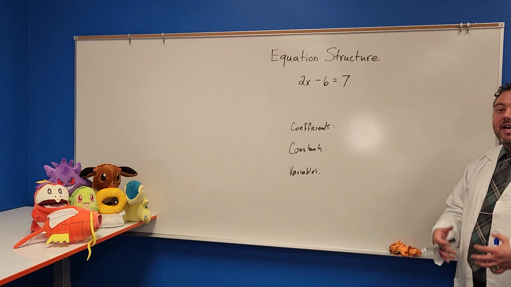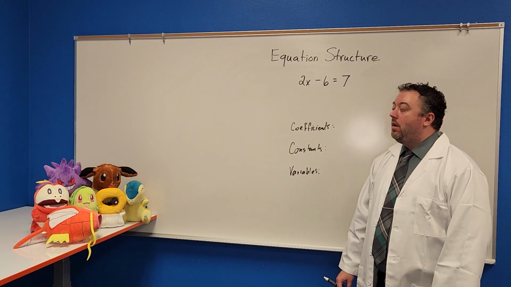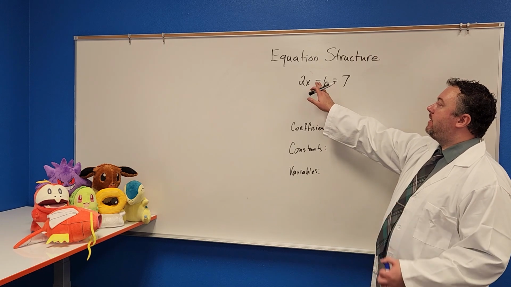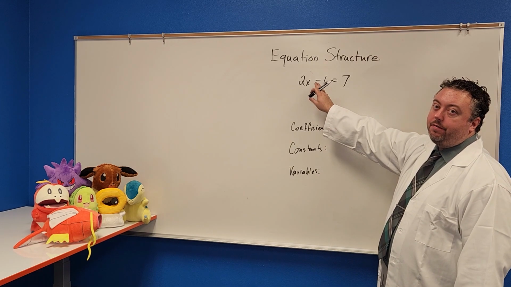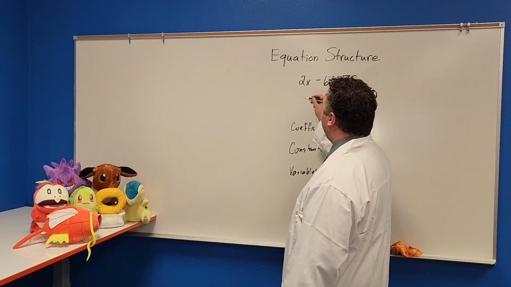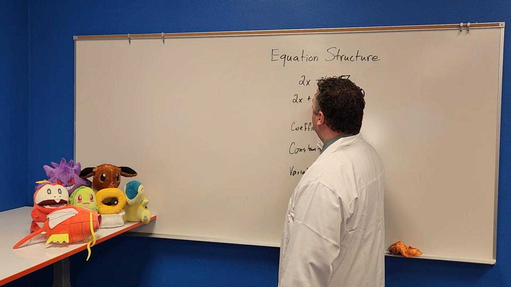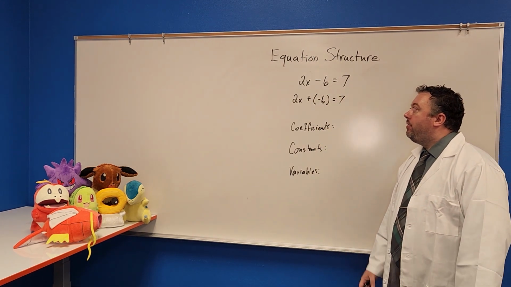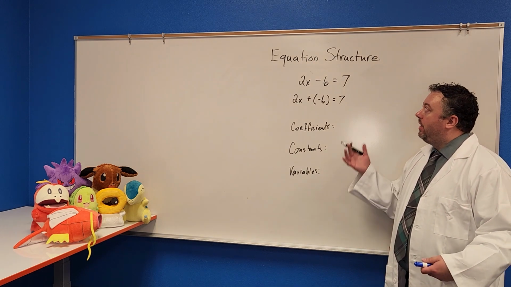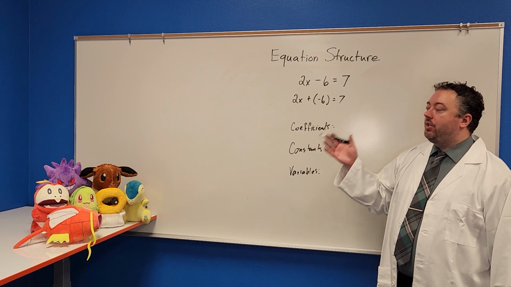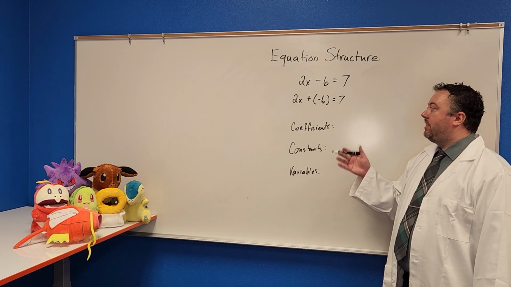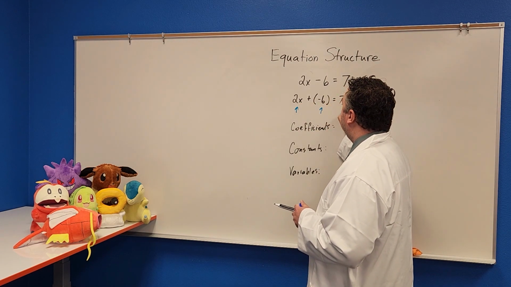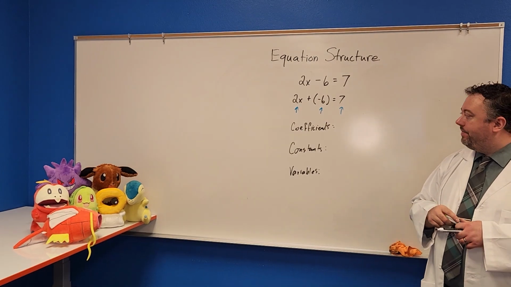Now at first glance, you don't see any addition. Well, this is where you have to get comfortable with the idea of understanding that subtraction is a shortcut used for adding negative numbers. So you actually have to begin thinking about this 2x minus 6 as actually 2x plus negative 6 equals 7. And once you do that, you can then see the three terms of this equation.